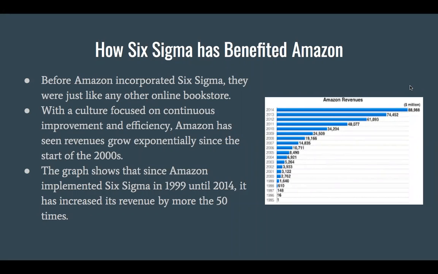So, how Six Sigma has benefited Amazon. To the right, we have a graph that shows Amazon revenue from the mid-90s to 2014. Before Amazon incorporated Six Sigma, they were just like any other online bookstore. But with this culture focused on improvement and efficiency, Amazon has seen their revenue spike exponentially since the start of the 2000s. And by incorporating Six Sigma and all of its principles, they're able to create one of the largest empires in terms of business in the world.